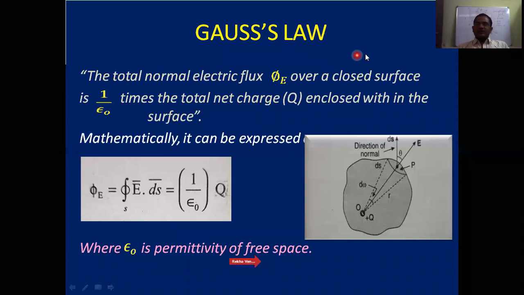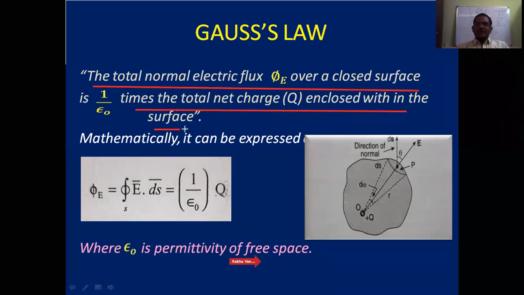Before the start of the lecture, let me start with the Gauss law statement. What is that? The total normal flux over a closed surface is equal to 1 by epsilon naught times the charge enclosed within the surface. This is the statement, right? Here you consider a charge Q. Around the charge, I consider a closed surface. Then the flux through this closed surface equals 1 by epsilon naught times the charge enclosed within this surface. How much charge is enclosed in this surface? That is Q. So Q by epsilon naught, right?